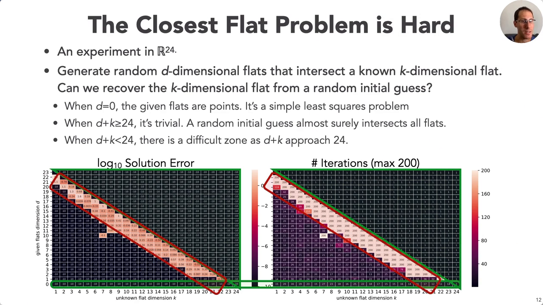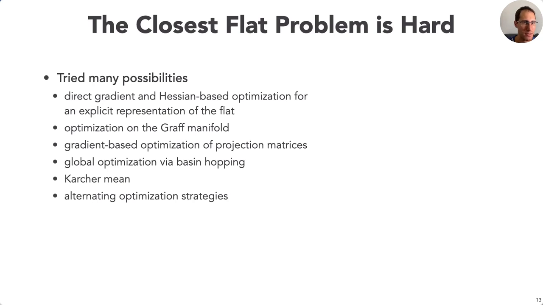Okay, but to the lower left of this grid, it takes some iterations, and as d plus k approaches 24, when it's less than 24 but approaches 24, we see there's a very difficult zone there where we hit our maximum number of iterations. We never found good solutions, so there's this difficult zone in there, and that's kind of the space that our problem lives in.